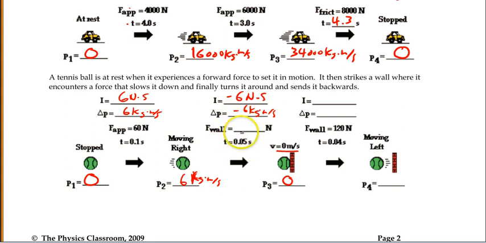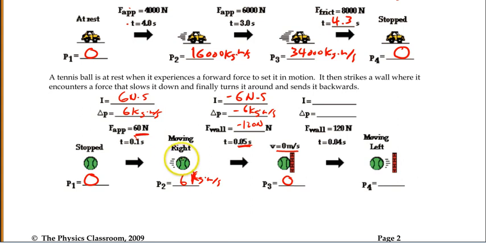Again, the impulse is equal to force times time, so if we want to know the force of the wall on the ball, we'll need to divide the impulse of 6 by a time of 0.05 seconds. Now it is negative 6, so it's going to be negative 120 newtons. So notice it brought the ball to rest in half as much time, so we ended up with twice as much force as we had on the first hit.